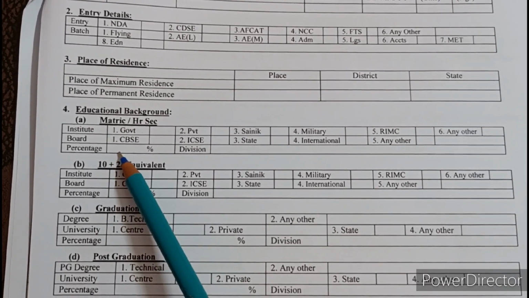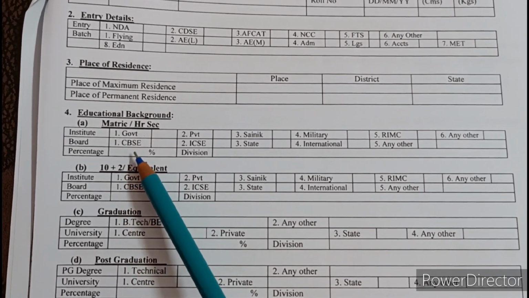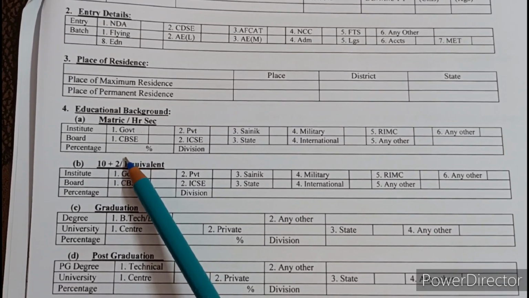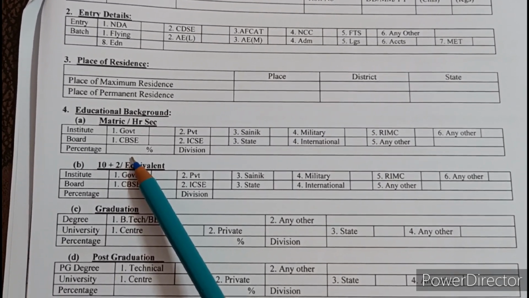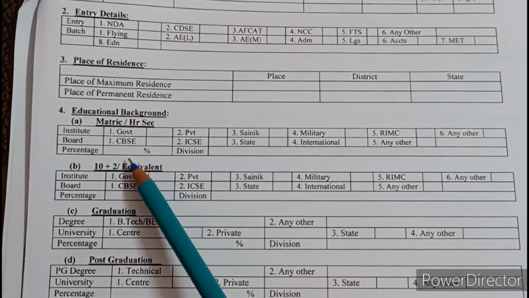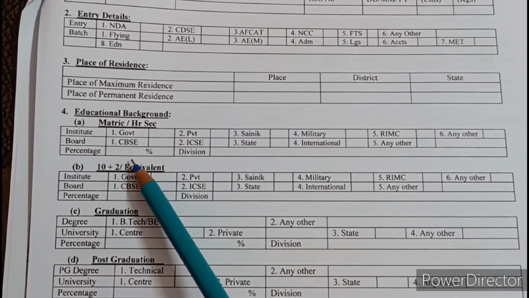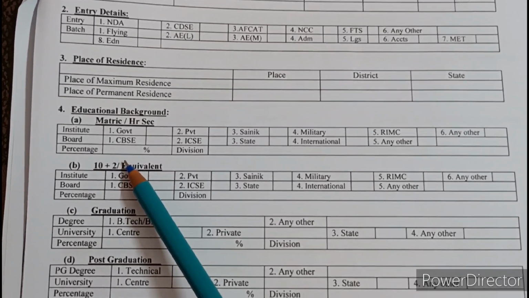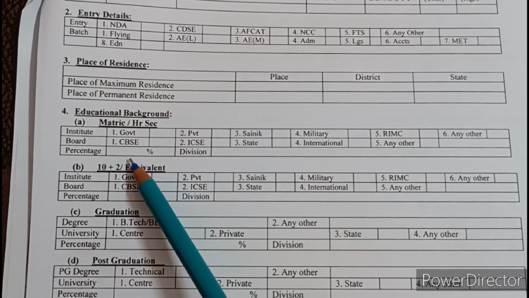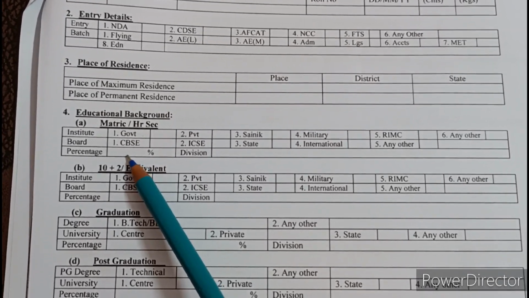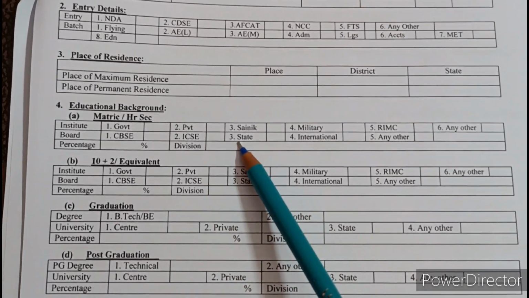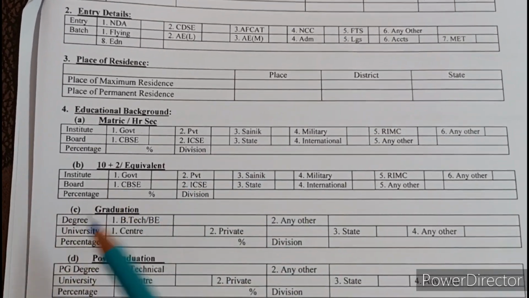If it is in CGPA, you need to convert it into percentage. Generally, the conversion factor is 9.5. You multiply the CGPA by 9.5, but you have to check whether it's 9.5 or something else, because in some cases it is 10 also. So check in your result what the percentage conversion criteria is, and then write accordingly. Now you have to write the division, first, second or third, whichever you have passed with.